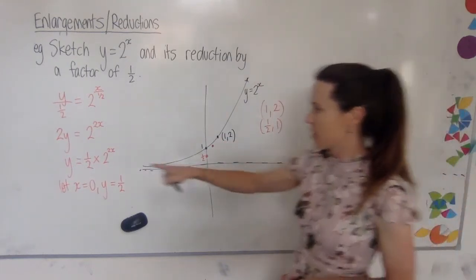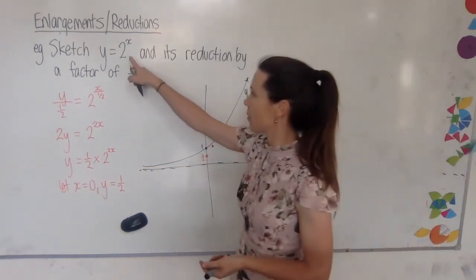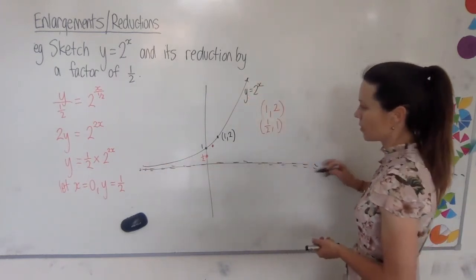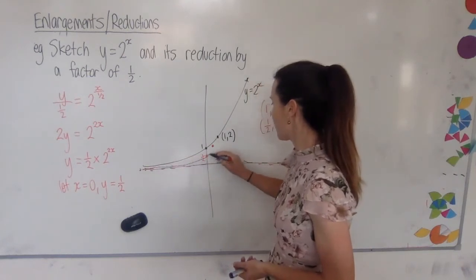Now I'm still going to have all of the usual features of one of these types of exponential graphs. So I'm still going to have an asymptote along the x-axis. And already I've got 2 points here. I can go ahead and sketch my graph in.